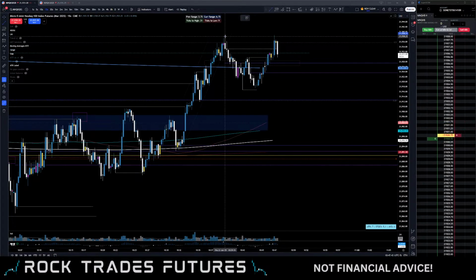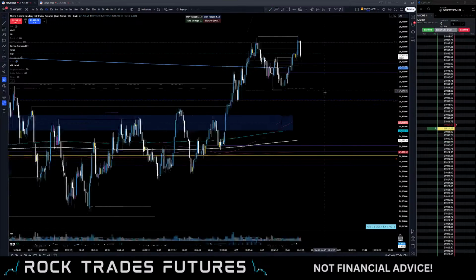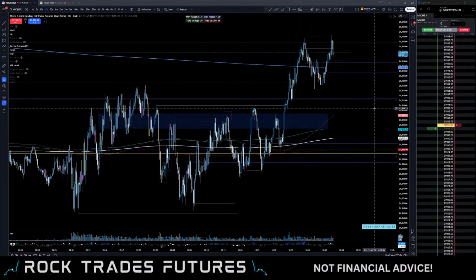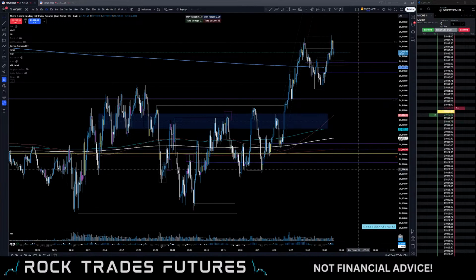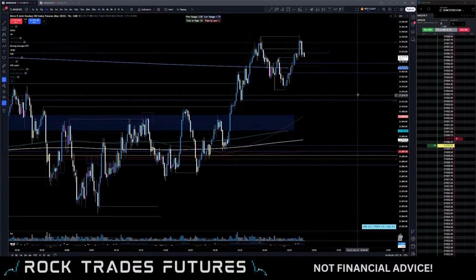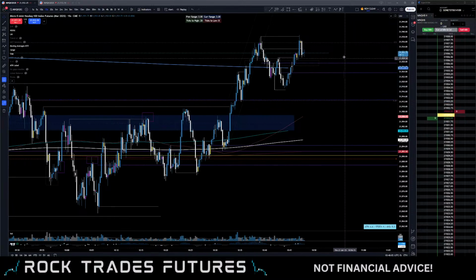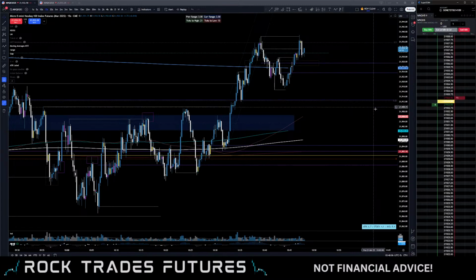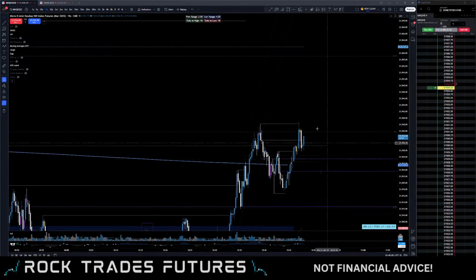All right. Inside down close right after sweeping this liquidity. Micro double top on the 2 minute. I mean on the 5 minute. What is this? Micro double top on the 5 minute. Inside down on the 30. Pin bar on the 1. Oh, very hard to sell because, again, I want a trigger. No trigger, no trade.